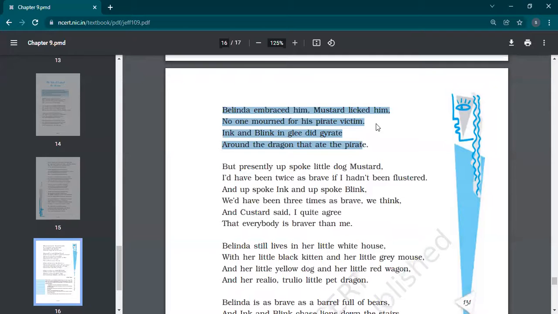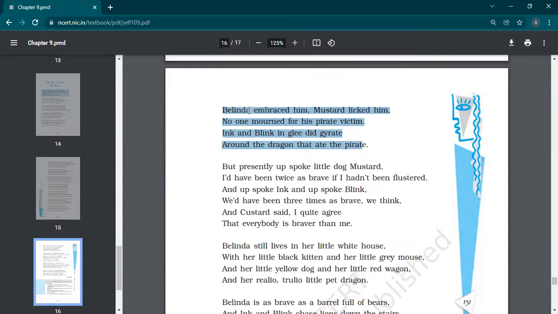Embraced means to hug someone. Licking, you know, the way dogs show their love by licking the person with their tongue. Mourn means crying for the person who is dead. Gyrate here means danced. Please note down the word meanings, beta. Glee means happiness.